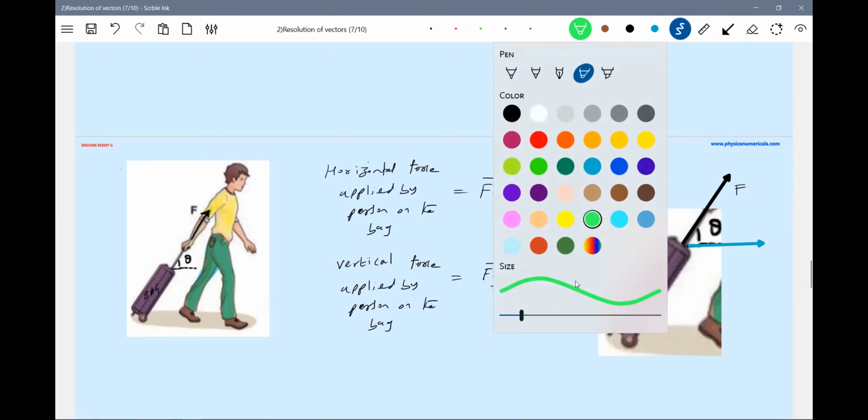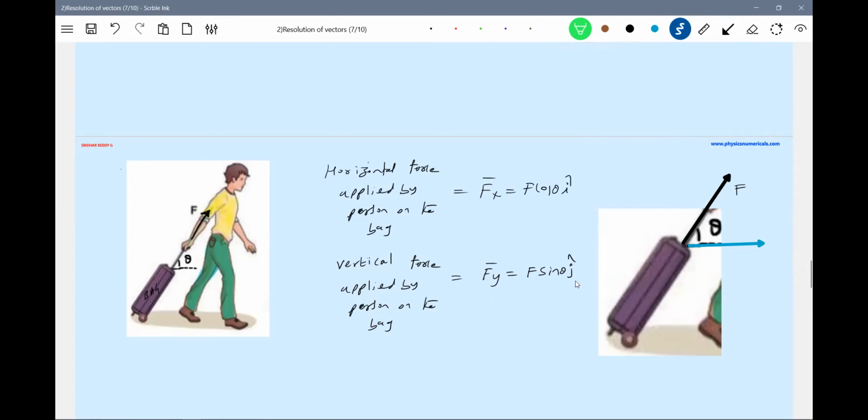I'll make it thick so it'll be visible for you. You see this now. So what is this? This is F. Are we able to, for a bag, calculate, as we are able to split up that force?